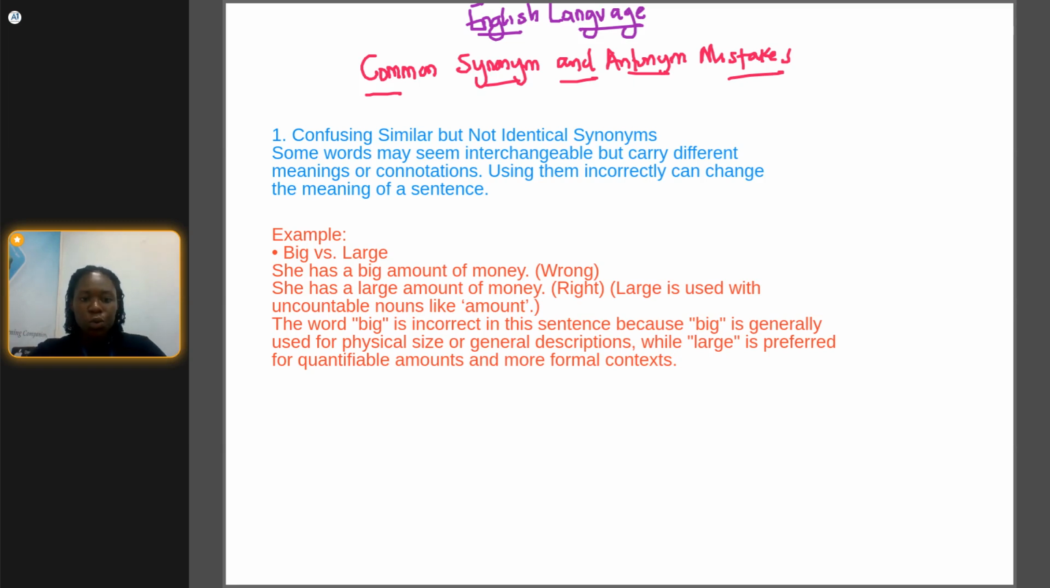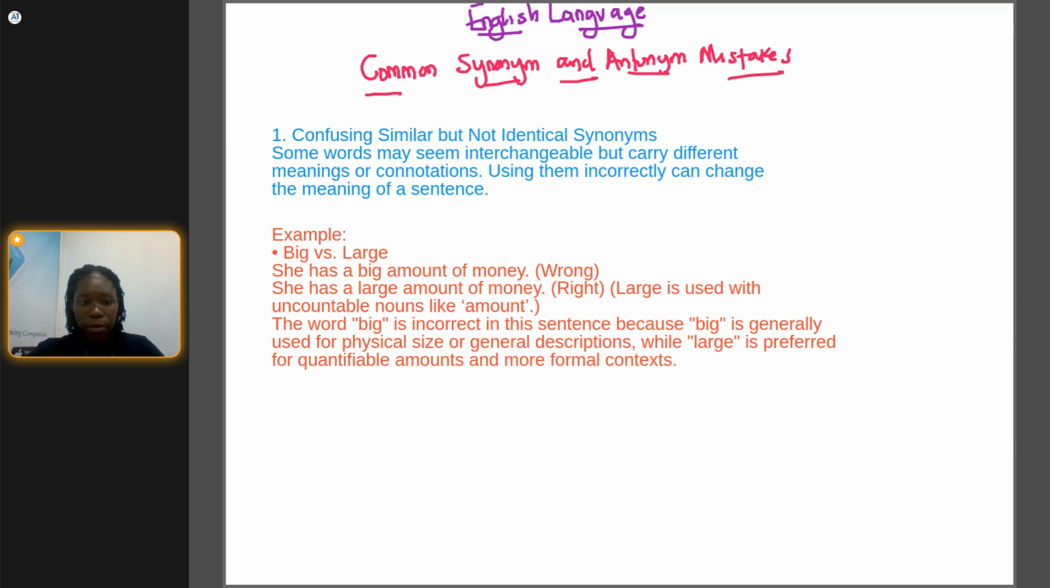Now we move to the next point, which is choosing the wrong degree of meaning. Do not forget that we are looking at common mistakes when choosing synonyms and antonyms. So when you are choosing your options in an exam, you need to look out for some common mistakes that could lead you to choose inappropriate words. So make sure you avoid these mistakes. That's why we are looking at them. Like I said, choosing the wrong degree of meaning.